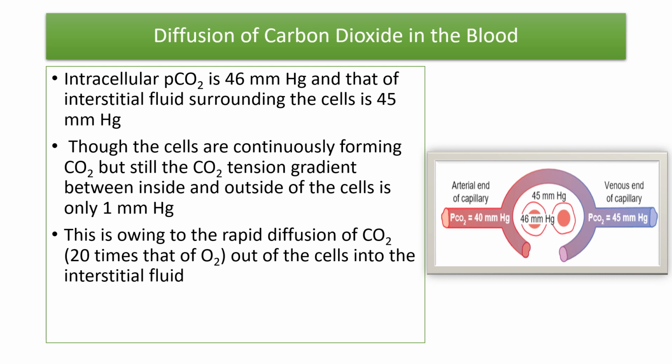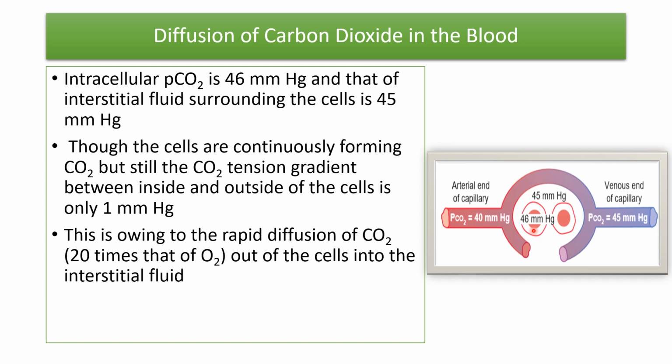Now come to the first step, diffusion of carbon dioxide from the tissue into the blood. Here you can see that the arterial blood entering into the cell has only 40 mmHg of partial pressure of carbon dioxide, whereas intracellularly there is 46 mmHg pressure. This is because carbon dioxide is formed inside the cell due to continuous metabolism going on.